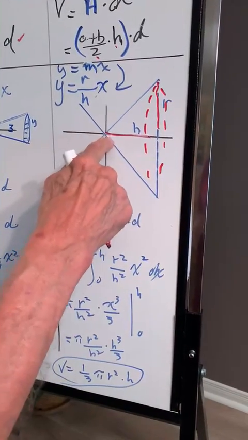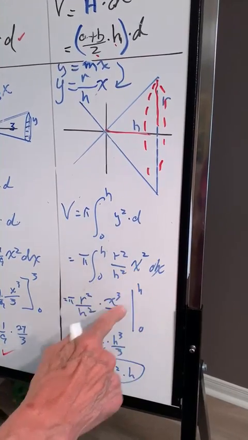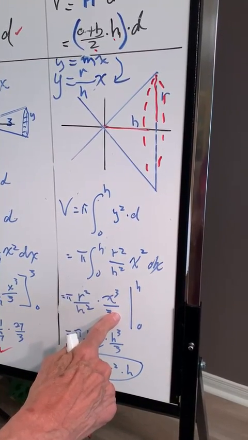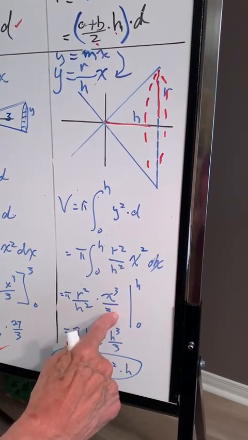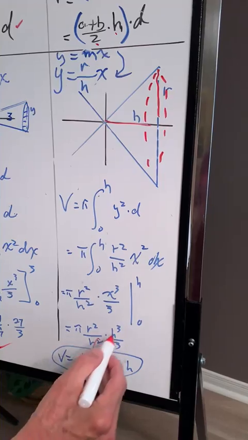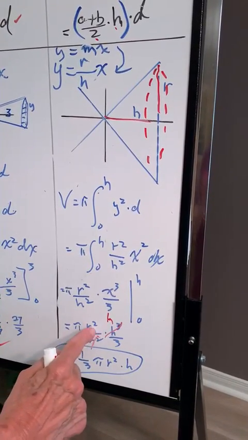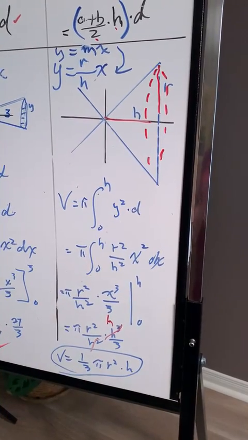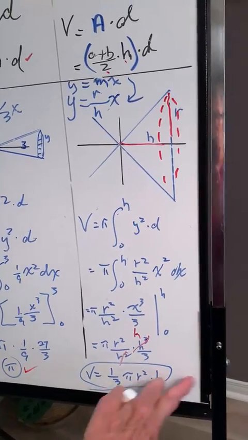And I'm going from 0 to h, since this length is h. Add 1, divide by 3. From 0 to h cubed over 3. This h squared goes into this h cubed, leaving an h. So I end up with pi r squared h, and with the 1/3, it becomes the volume of a cone, which is the formula.